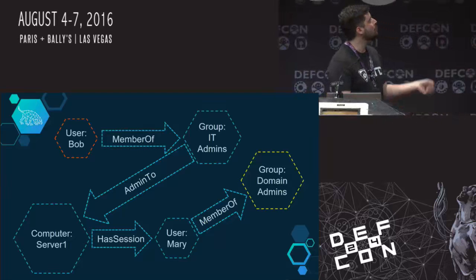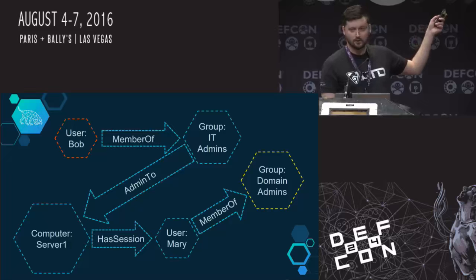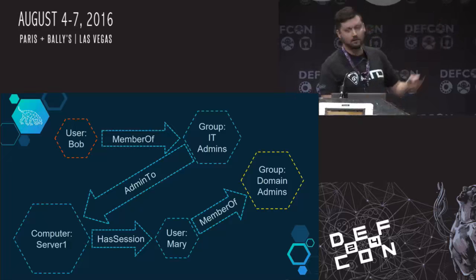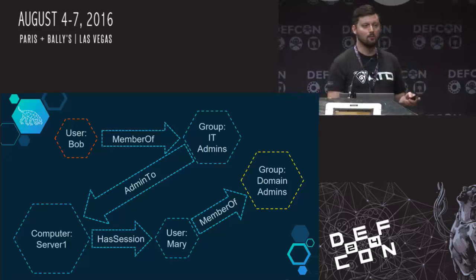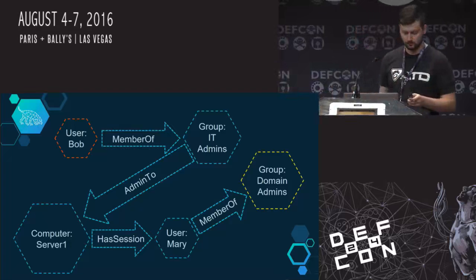Is there a path from Bob to domain admins? Yeah. Bob is a member of IT admins. IT admins has rights to computer server 1. Server 1 has Mary logged on. She's a domain admin. We've got our path. This is the core fundamental concept for Bloodhound.